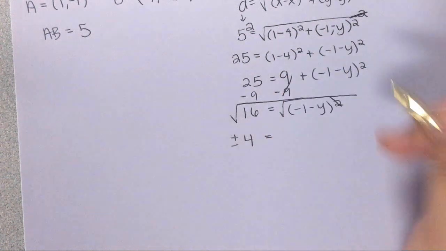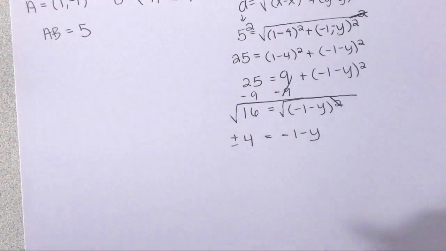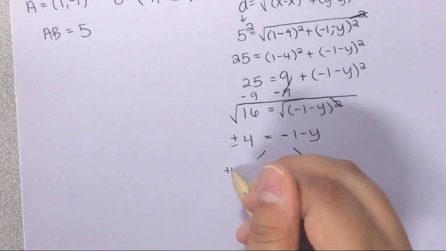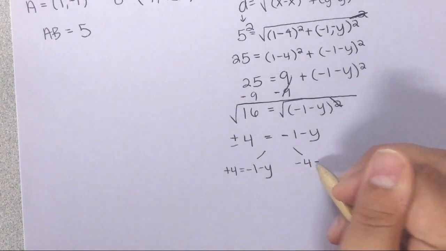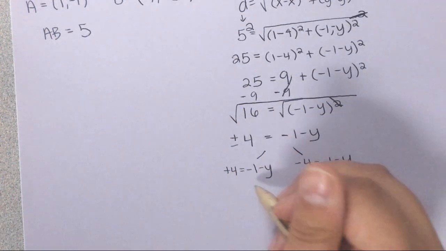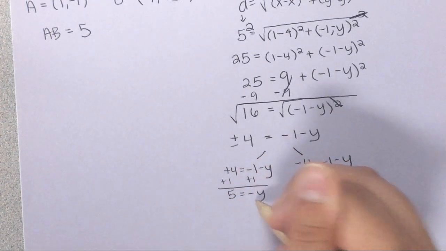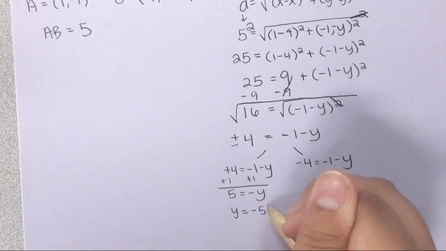From here, I got rid of my squared, so I'm going to get negative 1 minus y. I'm going to get 2 answers. I'm going to get positive 4 equals negative 1 minus y. Negative 4 equals negative 1 minus y. And now we're just going to solve. Plus 1 gives me 5 equals negative y. Is that right? I'm switching it. Y equals negative 5.